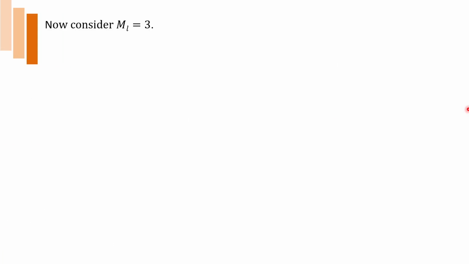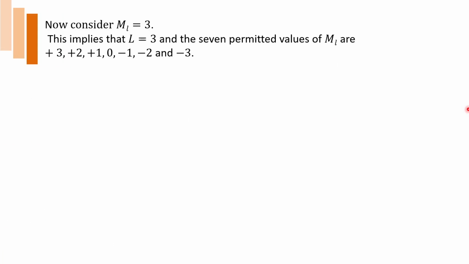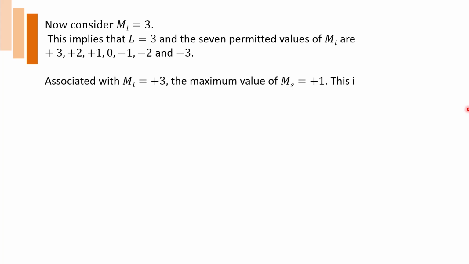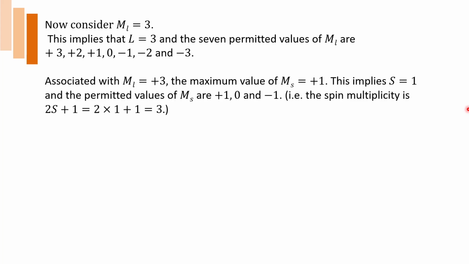Right. Moving to the next situation, when ML equal to 3, the corresponding values may be +3 to -3. So +3, +2, +1, 0, -1, -2, and -3. And because the highest value of ML equal to +3 is not 0, but it's +1. So if we are saying it's +1, then the MS values may orient to +1, 0, and -1. So for each value of 3, there are the values +1, 0, -1.